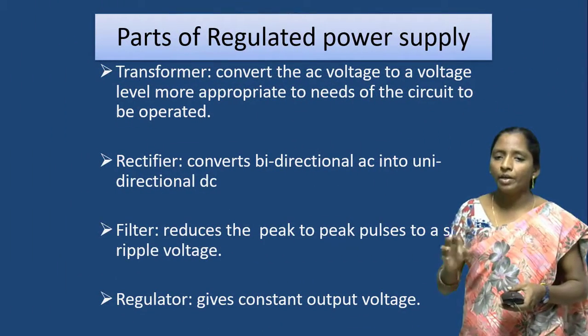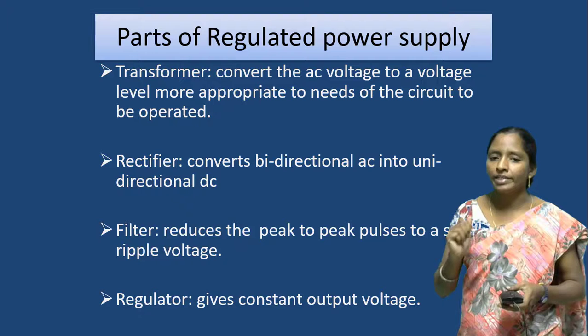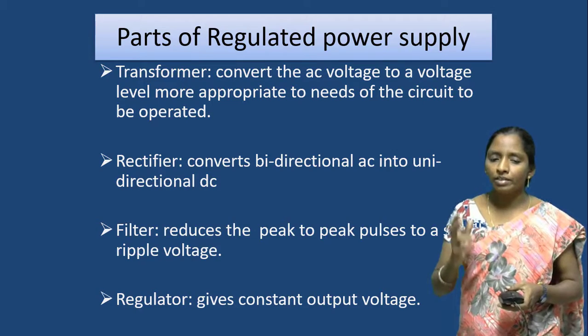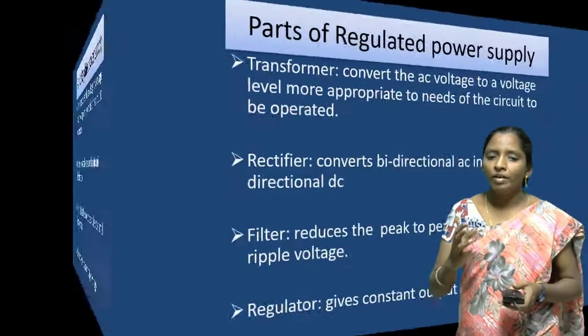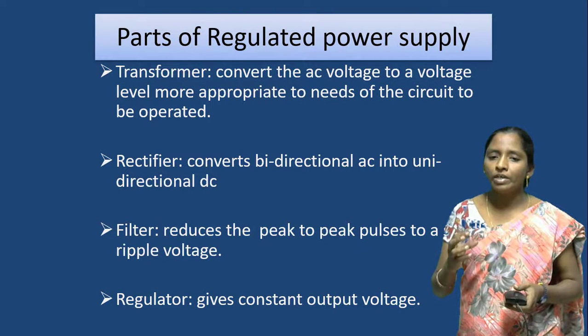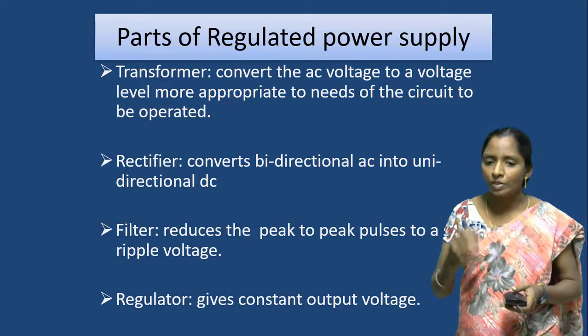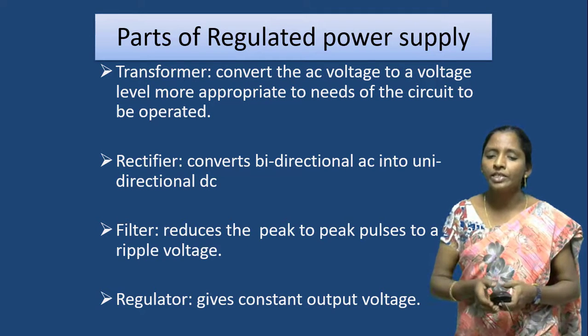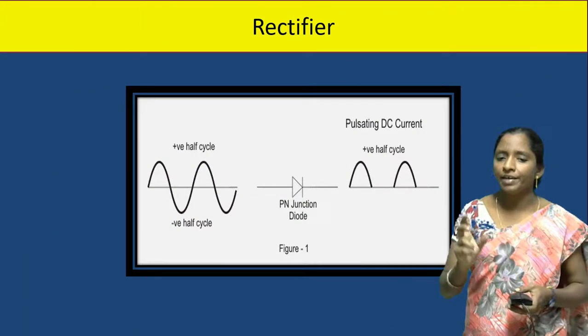So the regulated power supply has 4 parts. One is the transformer, another is the rectifier, third is the filter, and fourth is the regulator. We have seen the functions of these 4 blocks. The transformer converts AC voltage into low level AC voltage, and the rectifier converts that bidirectional AC into unidirectional DC. The filter reduces the peak to peak pulses, or the ripple voltage, and the regulator gives the constant output. So this is the basic rectifier circuit.